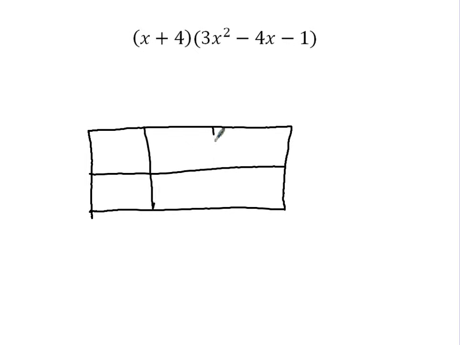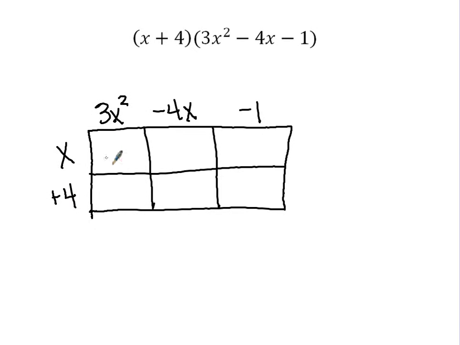And on the outside of my box, I'll write my terms. So my first term in the binomial is x, and the second is positive 4. My trinomial terms are 3x squared minus 4x minus 1. Now inside the box, you'll simply multiply the terms that are on the outside of that box.